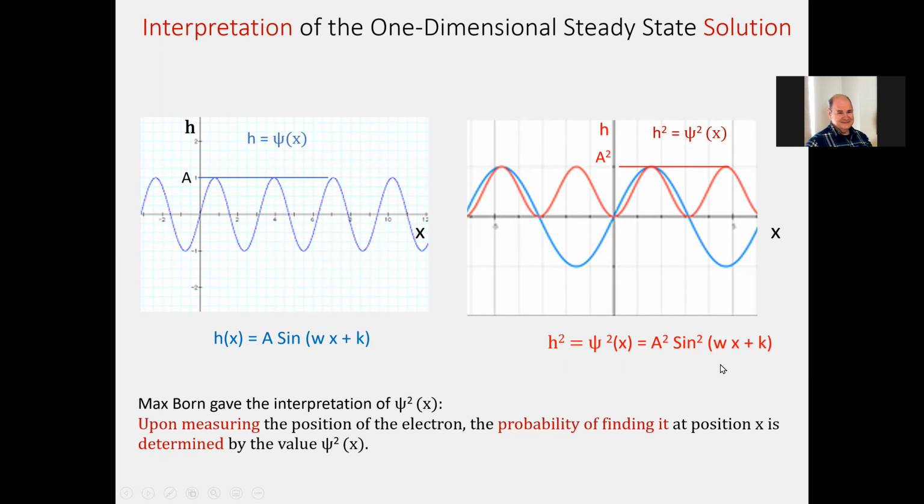And so let me read this very carefully because this is often misunderstood. Max Born gave the interpretation not of the wave equation, but of the square of the wave equation. And listen to the words very carefully. It says, upon measuring the position of the electron, take any time you want, take some time, and go ahead and measure a particular electron that you're interested in, in any atom that you're interested in.